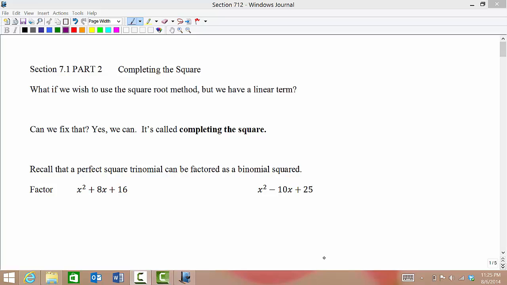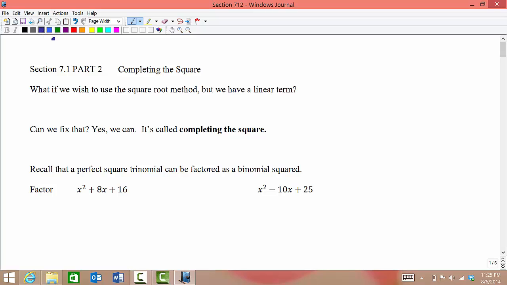In the second part of section 7.1, we want to talk about completing the square. The completing the square method is a method that we can use if we would like to use the square root method to solve, but we have that pesky linear term. And we know that if we want to use the square root method, we cannot have a linear term in our problems. We can use a method called completing the square.